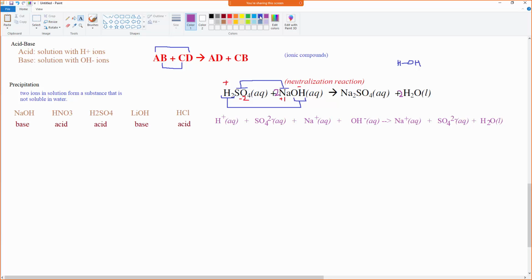I did not bring your attention to this, right? That in the product here, this is what has changed. Instead of forming a solid, I'm forming a liquid. Good question. Okay, so what are my spectator ions then?